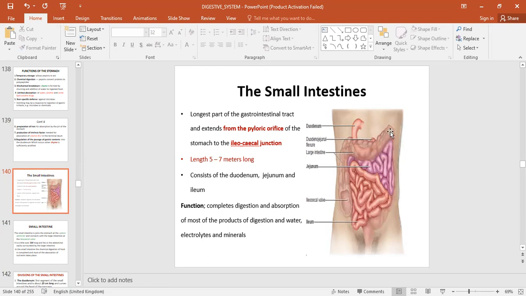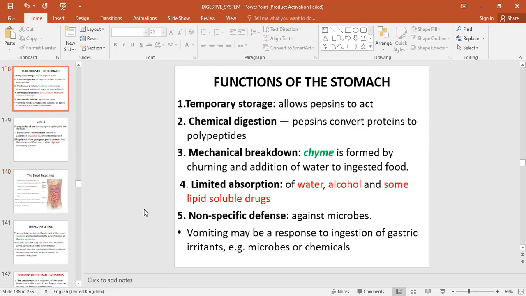Then this last portion now, the last part of the transverse colon, the descending colon, sigmoid colon, rectum, and anus, those belong to hindgut. So digestive system divided into three parts: foregut, midgut, and hindgut. So for today, we end here on the stomach.